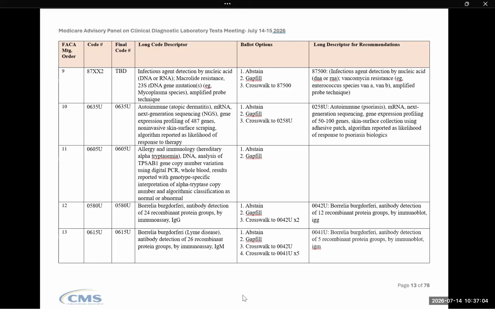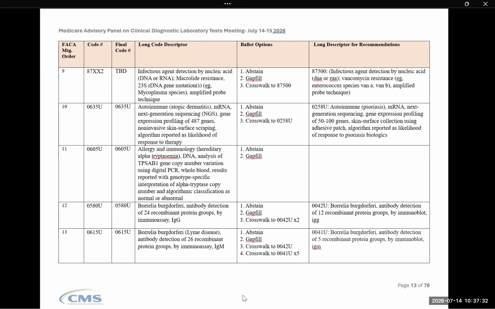We have code 0580U, and Michelle will be taking this one as well. Yes, thank you. Items number 12 to 17 in the next set address the identification of different pathogens by detection of a varying number of recombinant proteins for either IgG or IgM antibodies by immunoassay. The sponsors had recommended gap fill for all of these codes in this set.